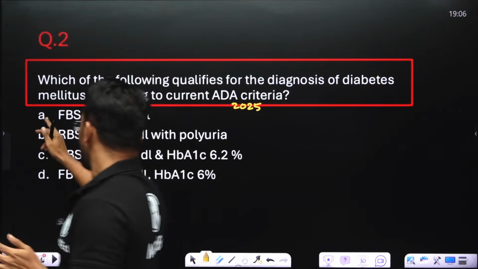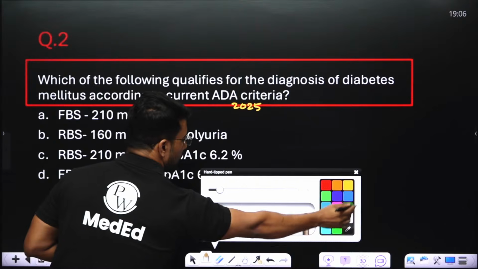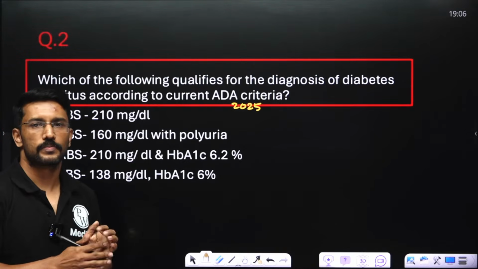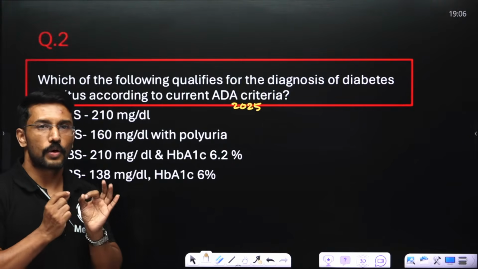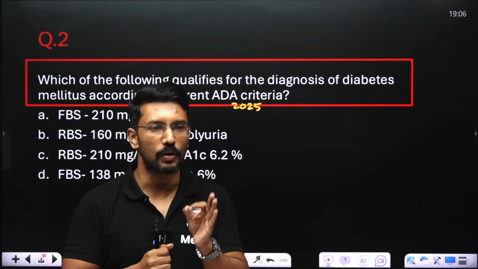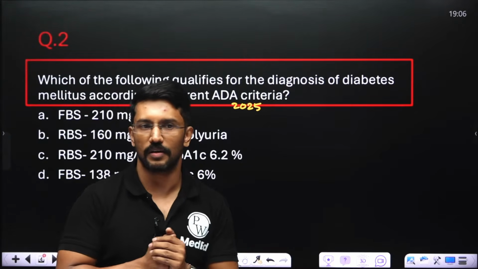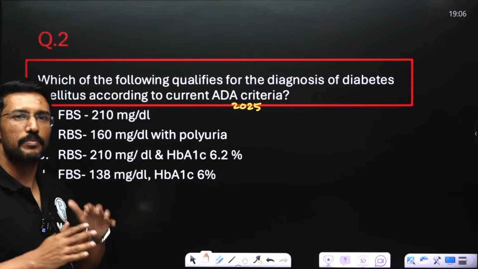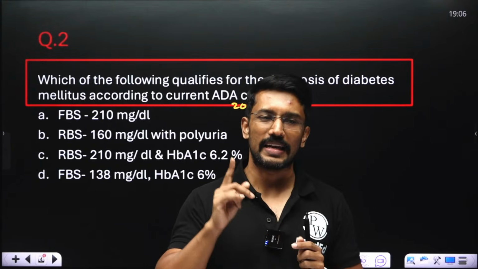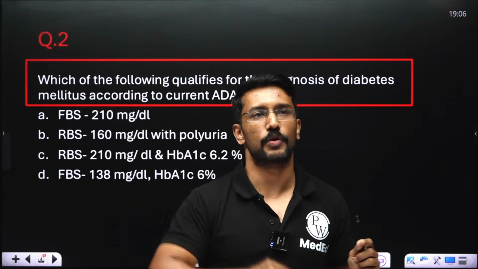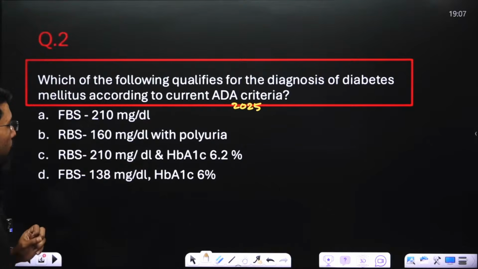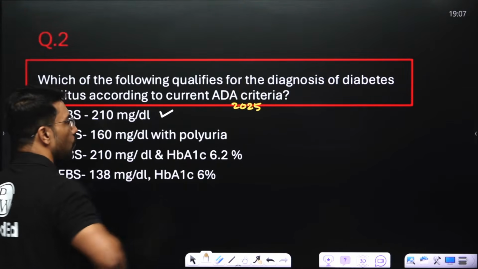Okay, is option A diabetes mellitus? Does it satisfy the criteria for DM? So what was the FBS criteria? FBS criteria was FBS more than or equal to 126 milligrams per deciliter. So does that satisfy? And again, please remember, whatever criteria we listed in the previous class, any one criteria met, it is diabetes mellitus. We don't have to meet all the criteria. So first criteria definitely satisfies the criteria for diagnosis of diabetes mellitus. So it is one of the correct answers.